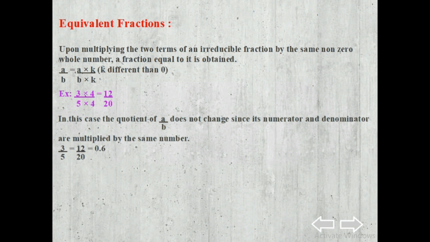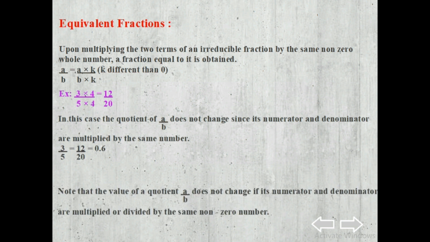3 divided by 5 is equal to 12 divided by 20 equals 6 over 10. Note that the value of a quotient a over b does not change if its numerator and denominator are multiplied or divided by the same non-zero number.